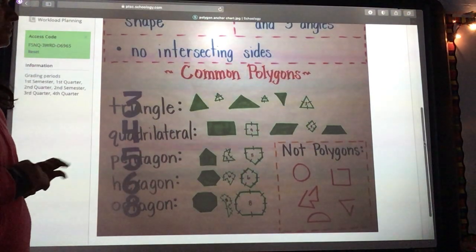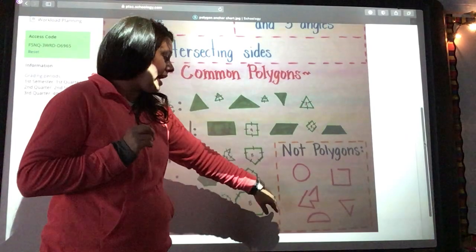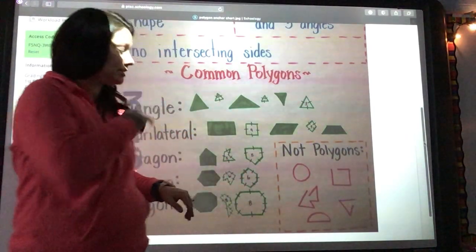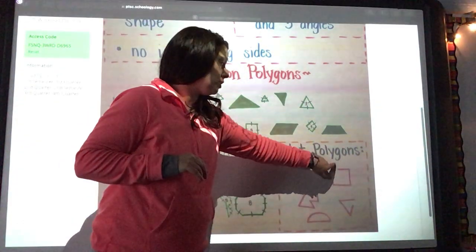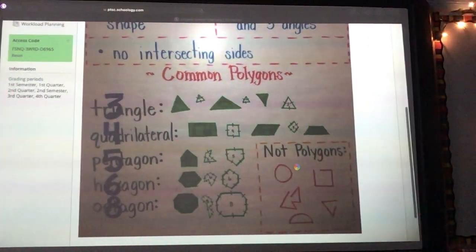And then they even gave you some examples of not polygons. They have this circle. They have some shapes that don't have straight lines. They have some shapes that are not closed. Remember that ant can get in or out. That means it is not a polygon then.